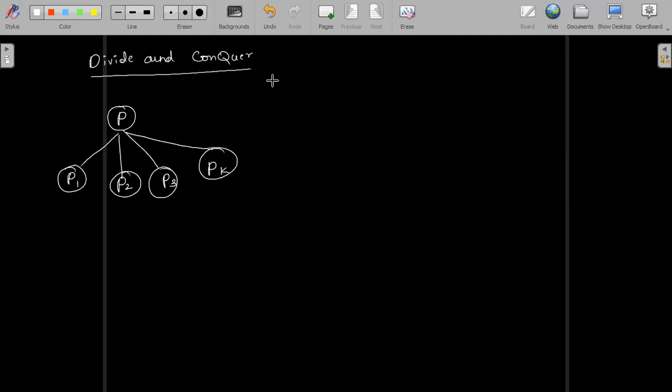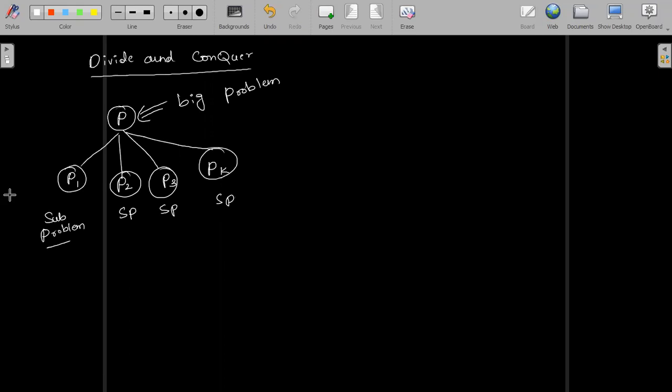So we have a big problem P. So this is the big problem. So what I did with this particular big problem, I divided it into a number of parts. Those parts we will call sub problems. This is a sub problem. This is also a sub problem. This is also a sub problem. This is also a sub problem.